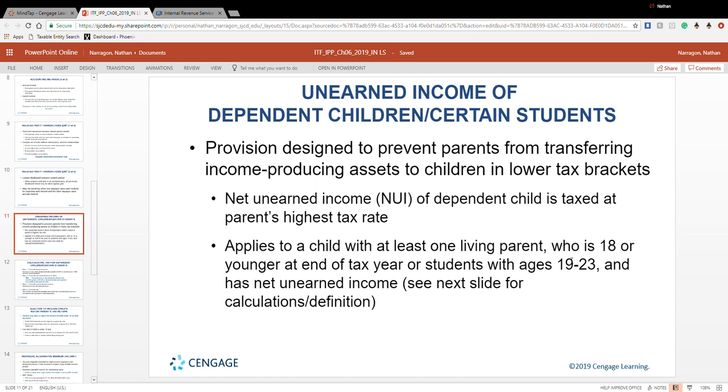So this applies to all children with at least one living parent that can basically claim them, who are 18 or younger at the end of the tax year, or students between the ages of 19 to 23. Oh my god, it's dependents again. Okay, so it's dependent rules. And has net unearned income.